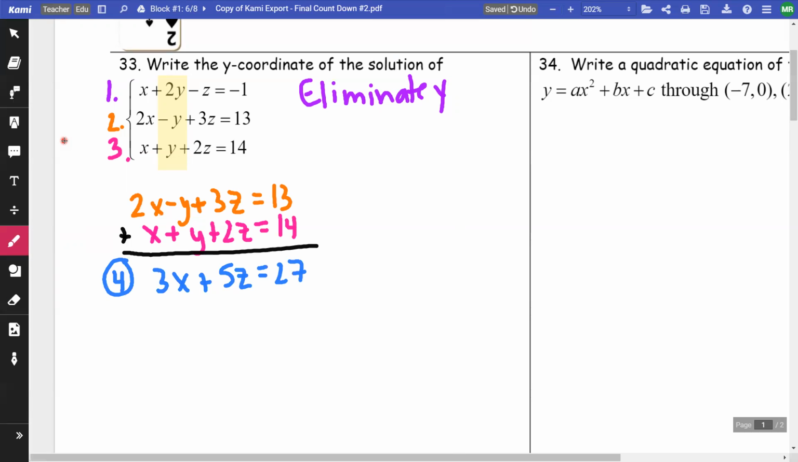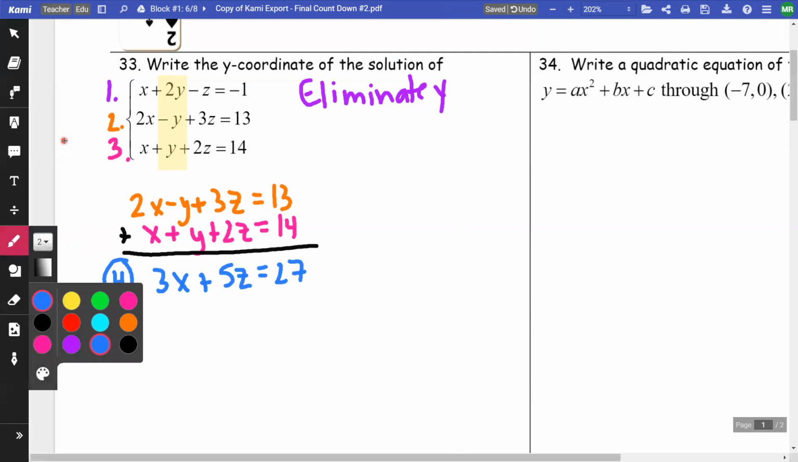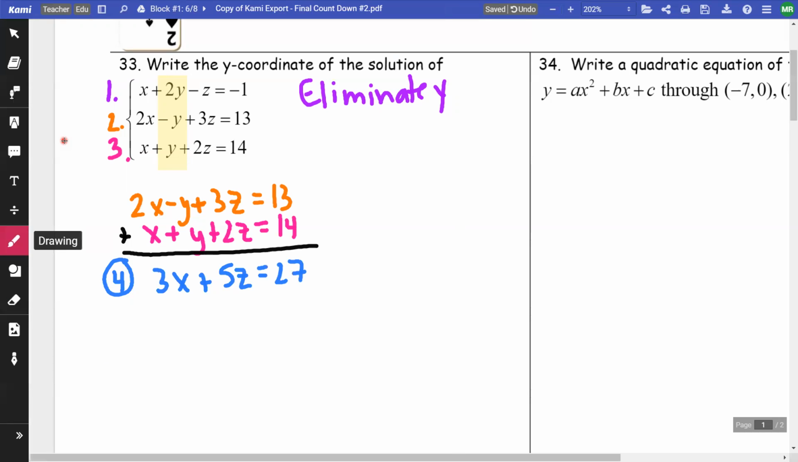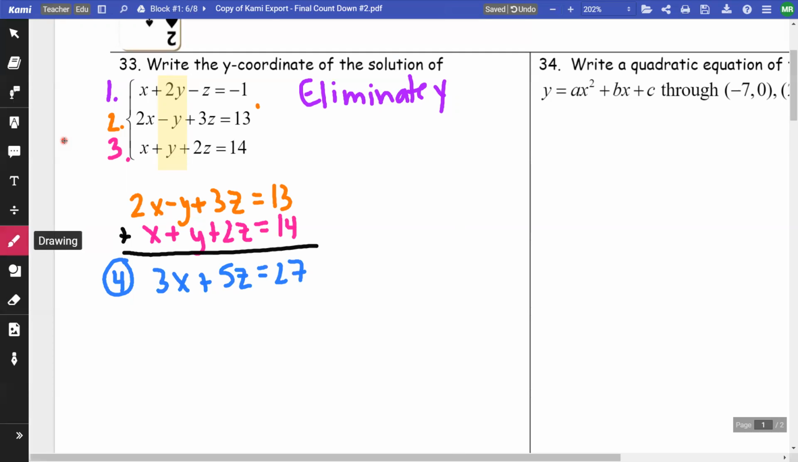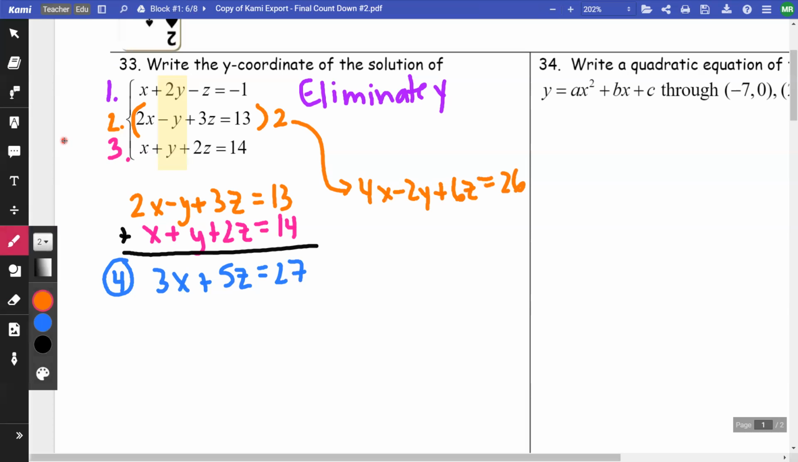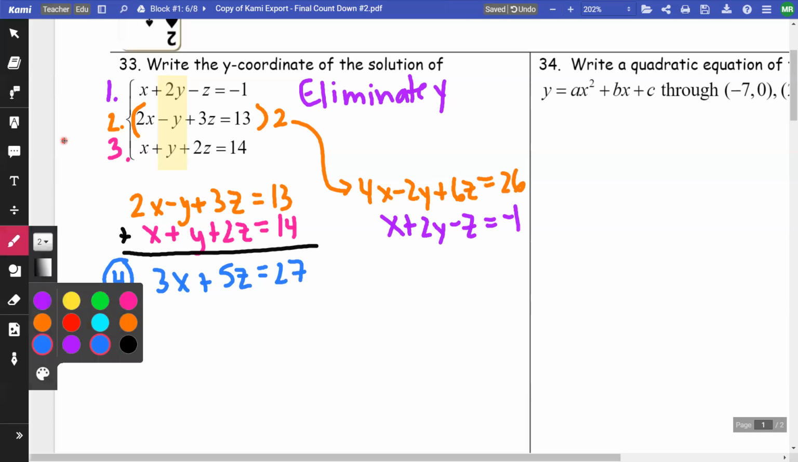So you've got one equation with x and z. I need to get a second equation with x and z. So I am going to take equation 2 with equation 1. What I'm going to do is multiply equation 2 this time by a 2. That's going to give me 4x minus 2y plus 6z is equal to 26. Then I am going to take my equation 1, which I'm going to write in purple, x plus 2y minus z equals negative 1. I'm going to add these two equations together.